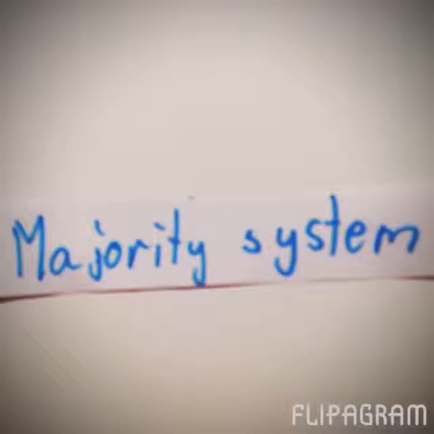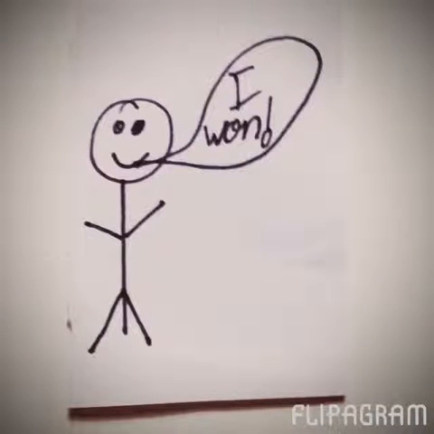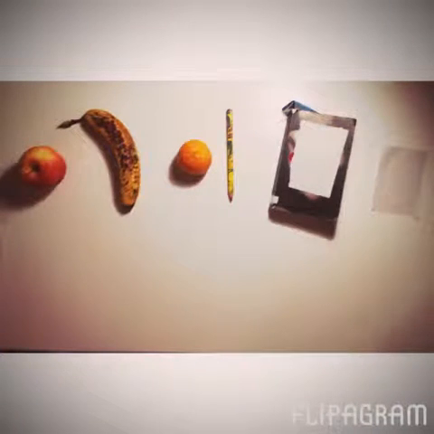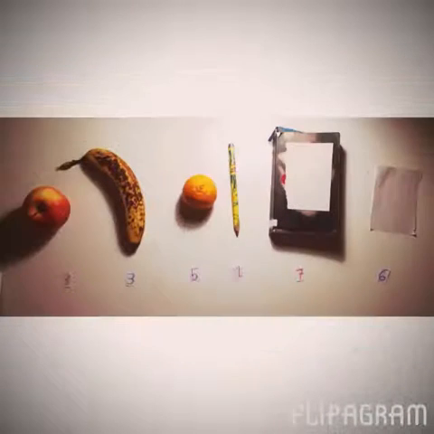The majority system is similar to the plurality system because it only results in one winner, but the winner in this system needs more than half of all the votes in order to win, so the winner will represent the majority of the population at all times. The majority system works such that if we have the same candidates as for the plurality system, so the apple, the banana, the clementine, the pencil, the book, and the paper, and they have the same votes, so 3, 3, 5, 1, 7, and 6.